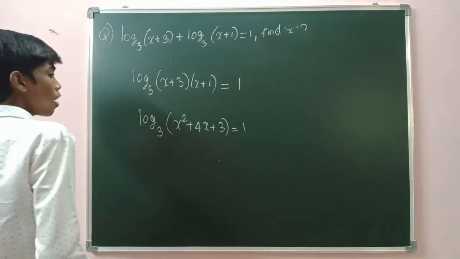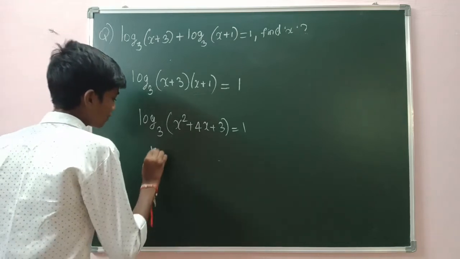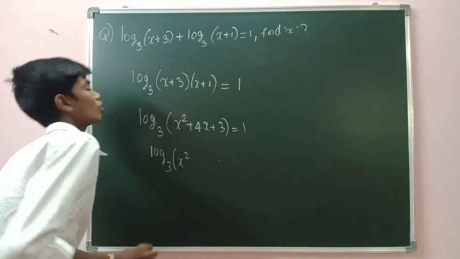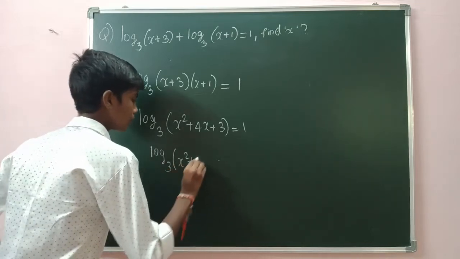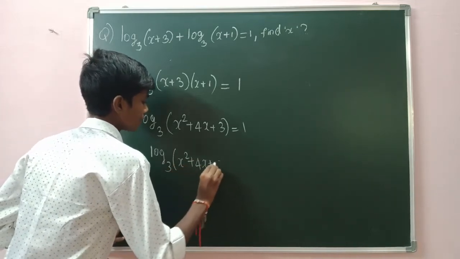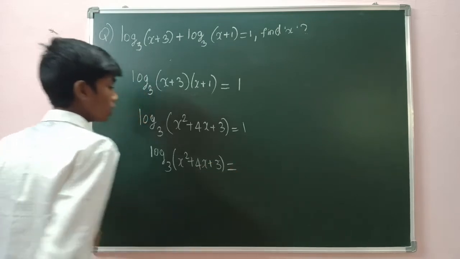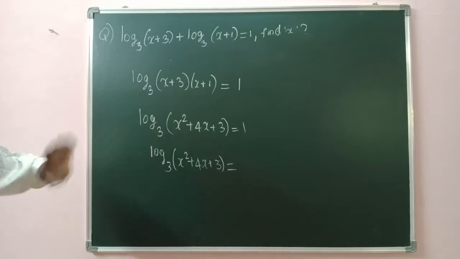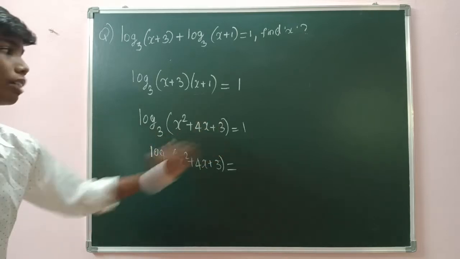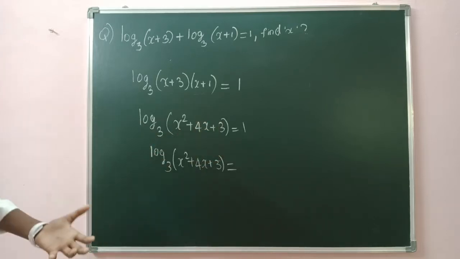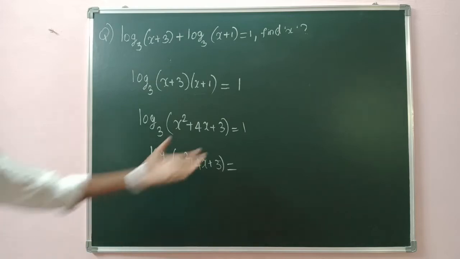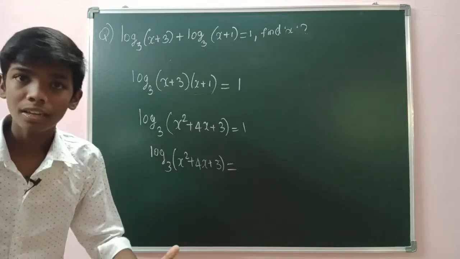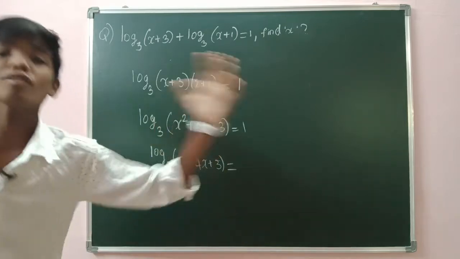So after this, what you will do is, I have log to the base 3 of x square plus 4x plus 3, and that is equal to 1. Now I can't find the value of x easily if it is equal to 1. Of course not. Because if it is given as 1, how can I equate two logarithms? It's not possible.